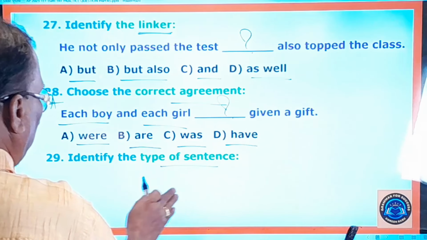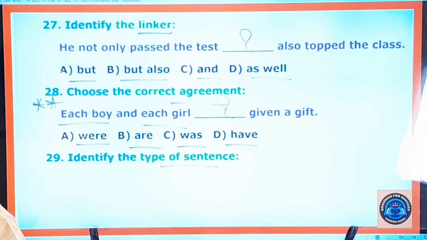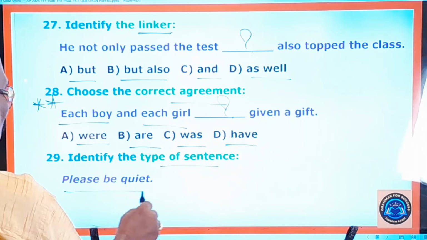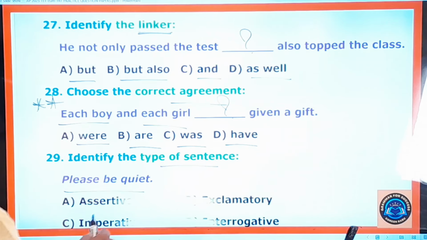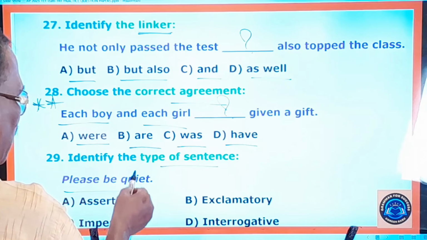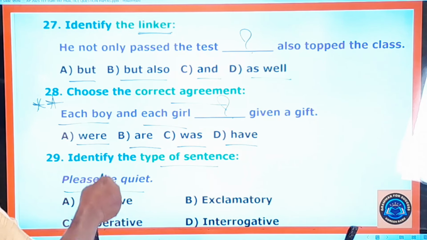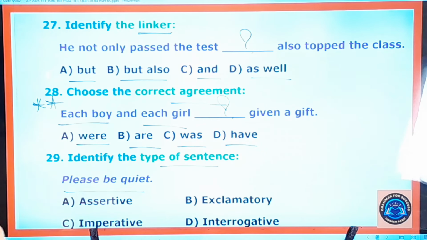Identify the type of sentence. So some sentence is given, you have to identify that type of sentence. And here you pay attention. Please be quiet. What type of sentence is this? Okay, and is it an assertive sentence? Is it an exclamatory sentence? Is it an imperative sentence? Is it an interrogative sentence? You only know that you can choose it as your answer.